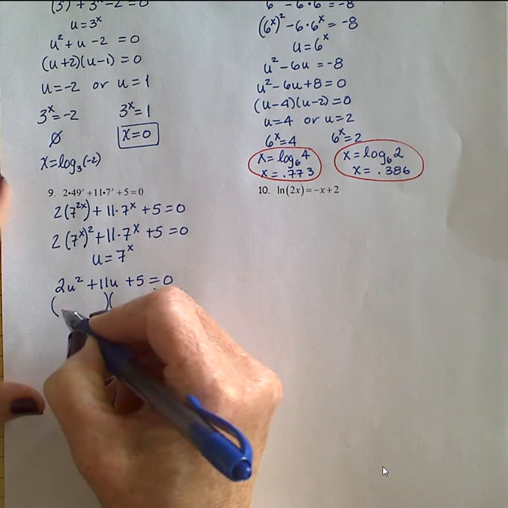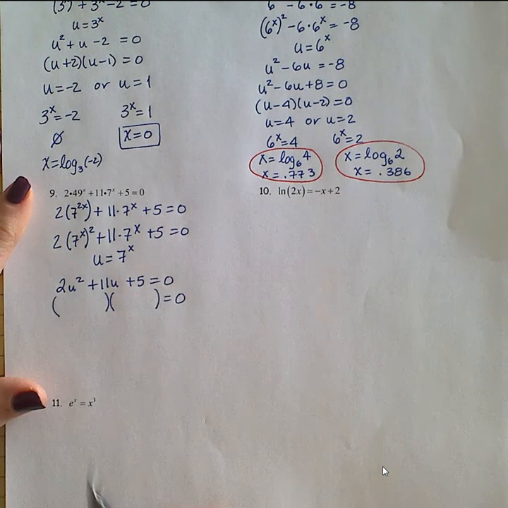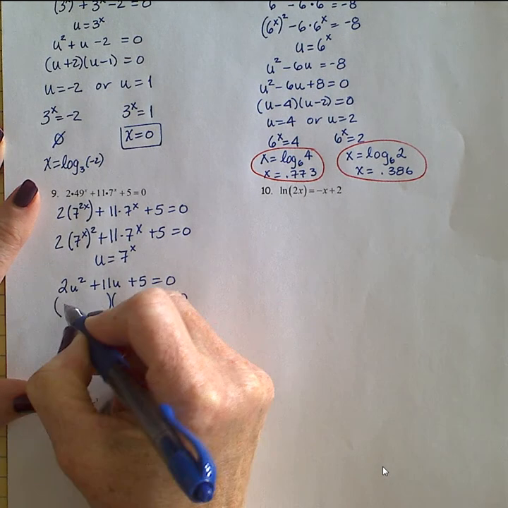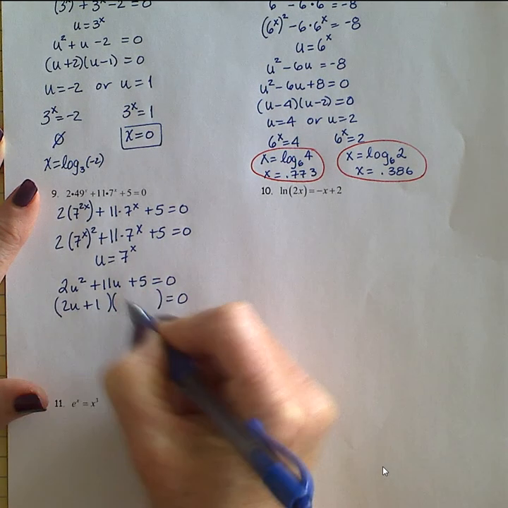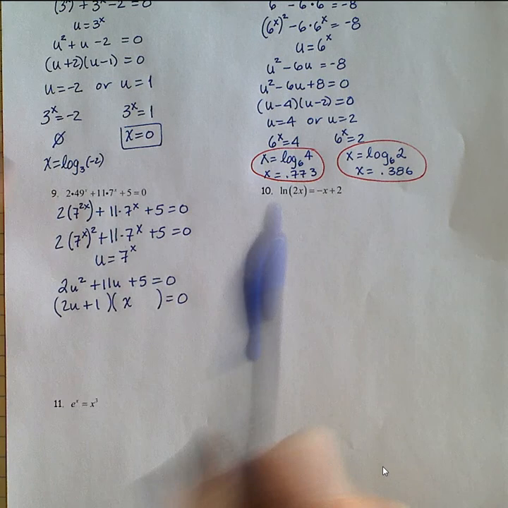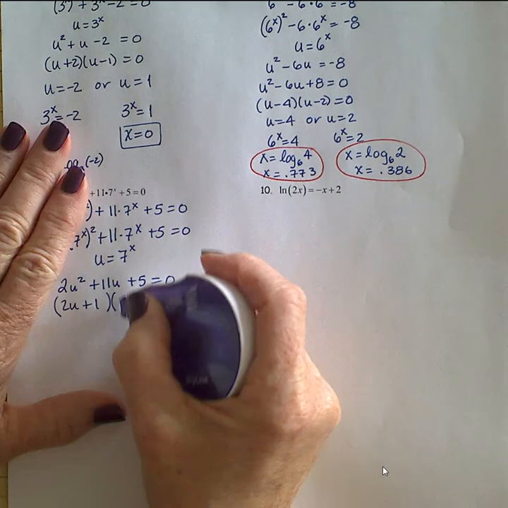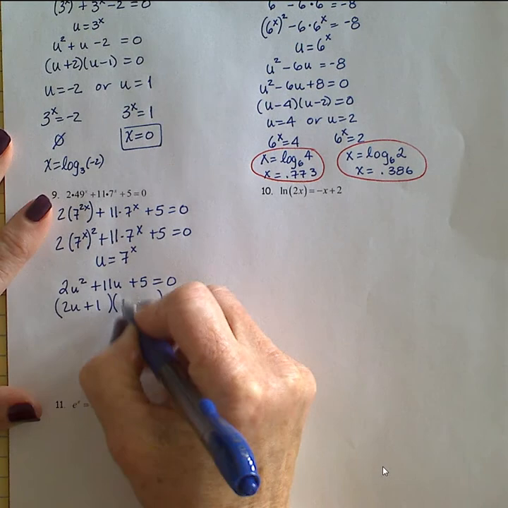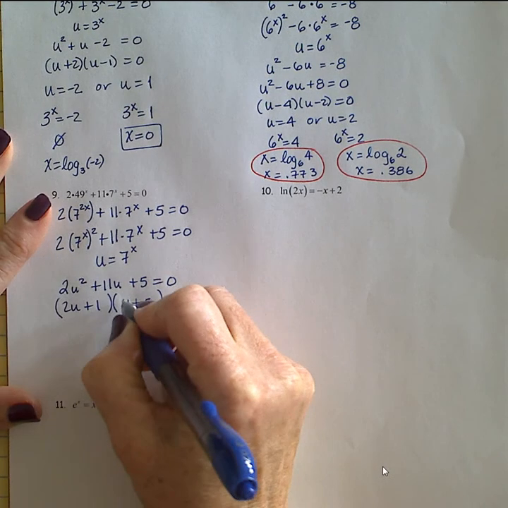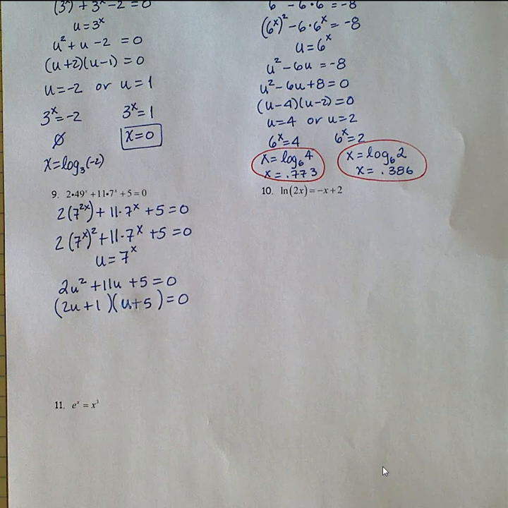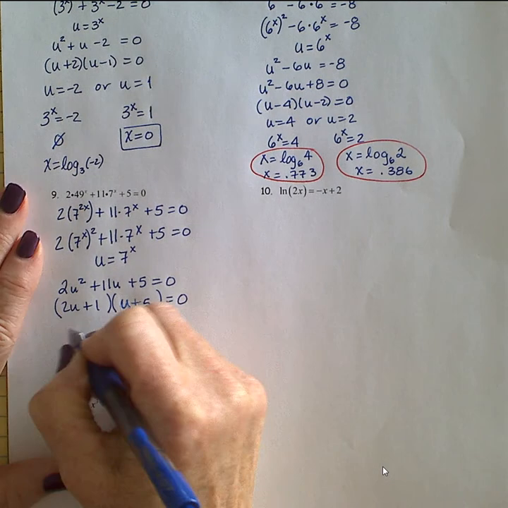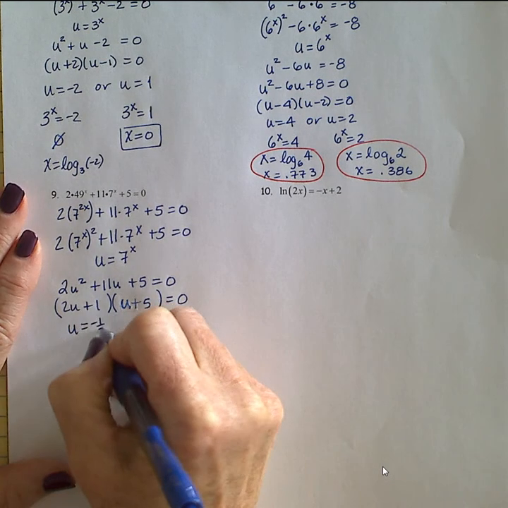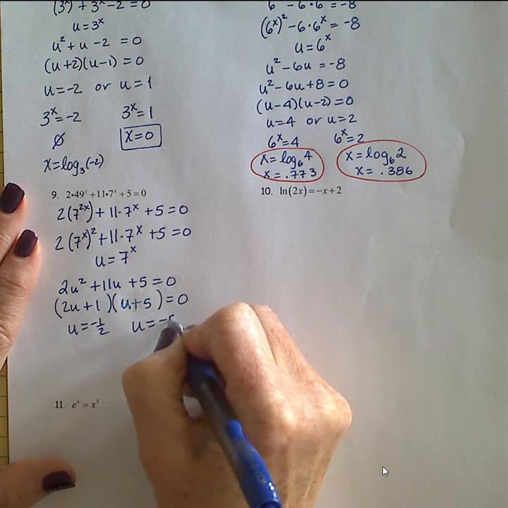Okay, so this factors. Jeremy, did you get it yet? x plus 5 equals plus 1. How about no x's? How about u's? Oh, yeah. Okay, 2u plus 1, and look at that. I said no x's, and I wrote an x. And that's okay. So u plus 5, which is going to give us two solutions. u is negative a half, and u is negative 5.